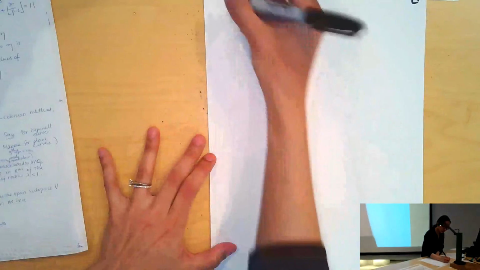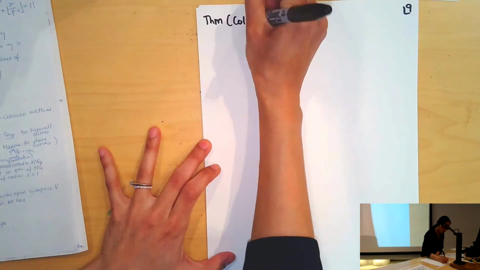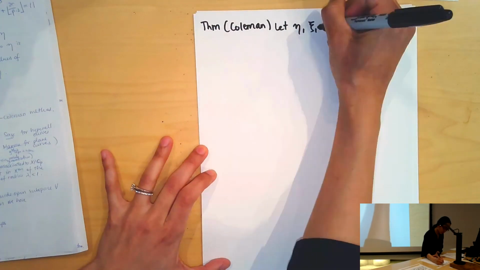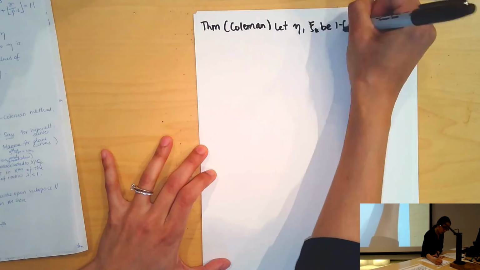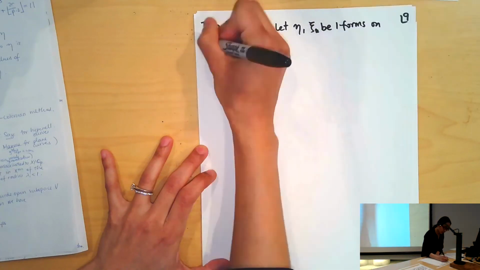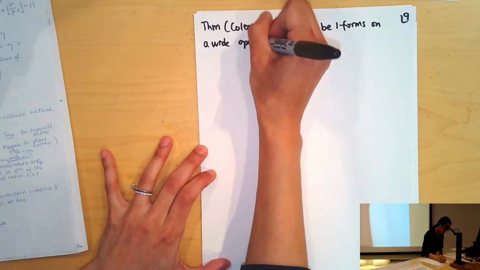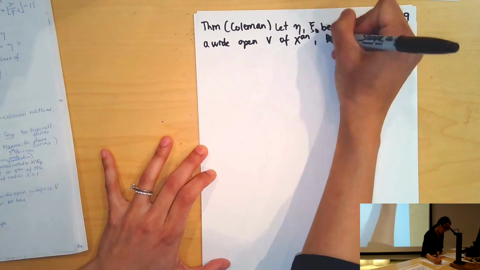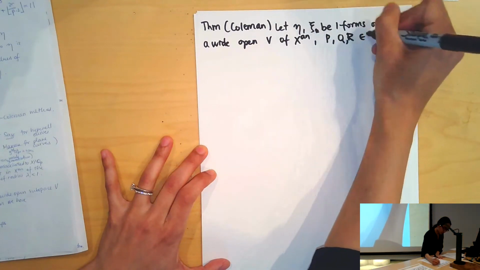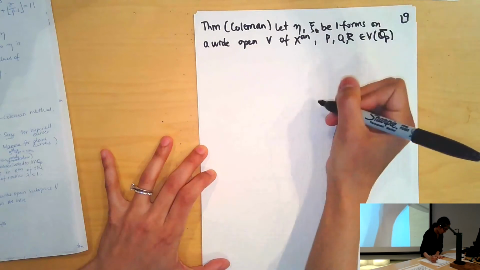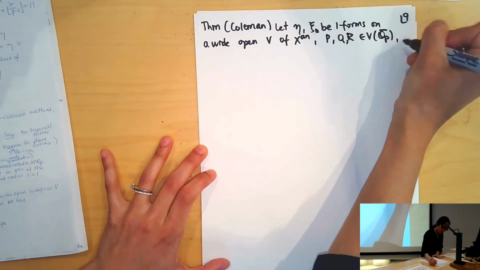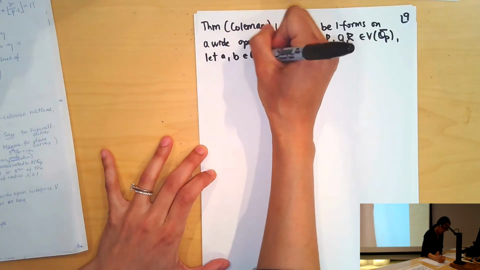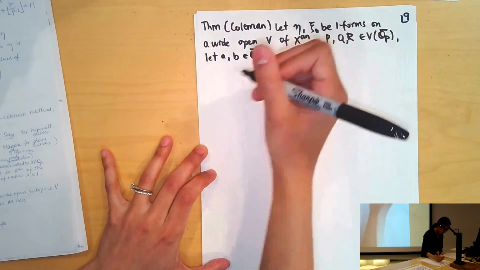All right, so I'll state this as a theorem of Coleman. So I'll have eta and xi be one-forms on a wide open V of X an, and points P, Q, and R, Q_p-bar points on V, and I'll let A and B be some coefficients.